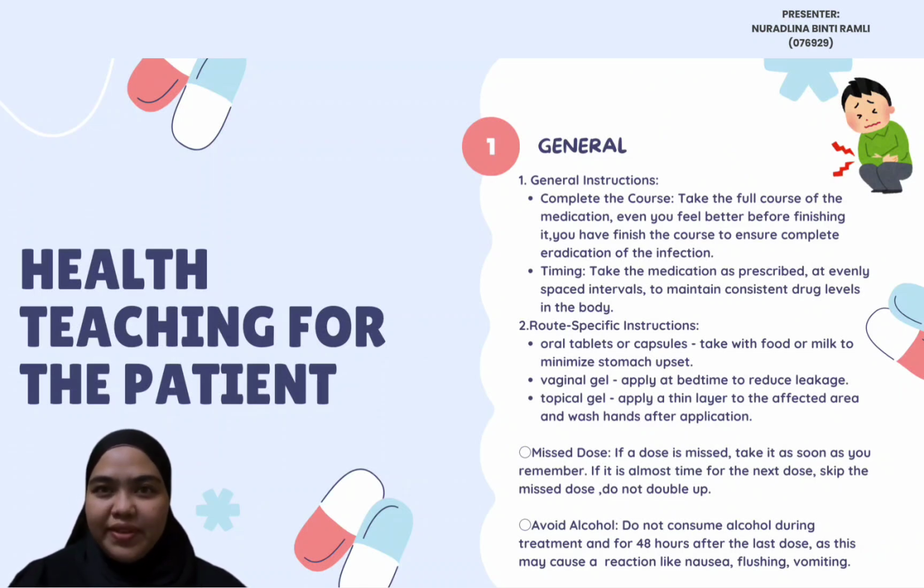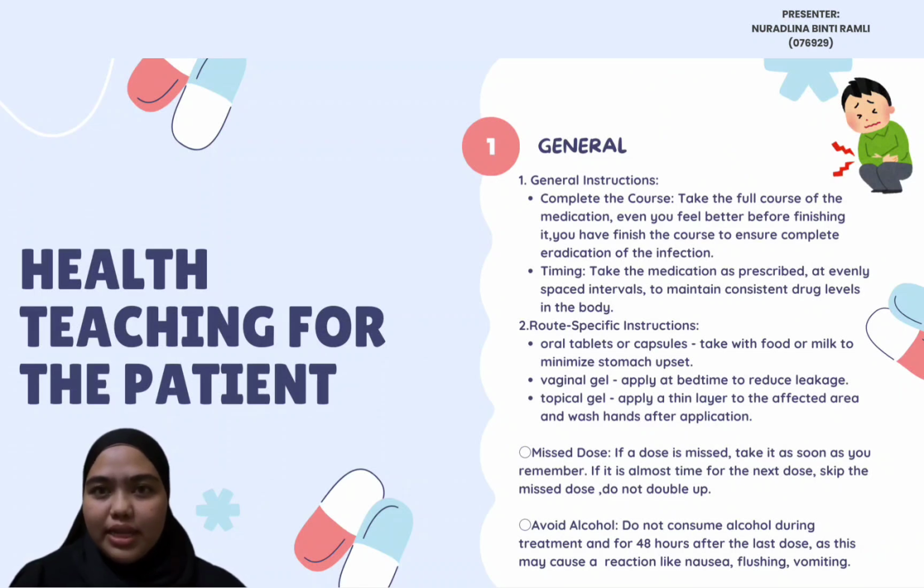Second is route-specific instruction. For oral tablet or capsule, you can take with food or milk to minimize stomach upset. For vaginal gel, apply at bedtime to reduce leakage. And for topical gel, apply a thin layer to the affected area and wash your hands after application. And then, if a dose is missed, take it as soon as you remember. If it is almost time for the next dose, skip the missed dose, do not double up.